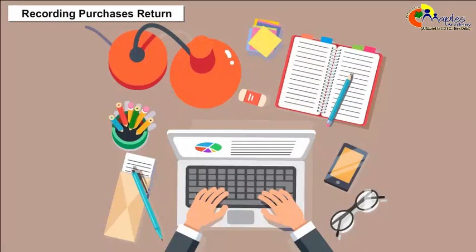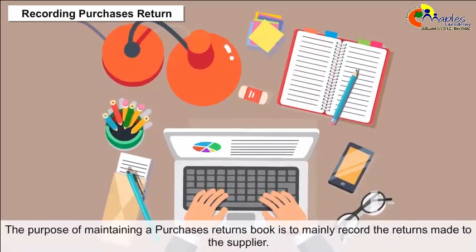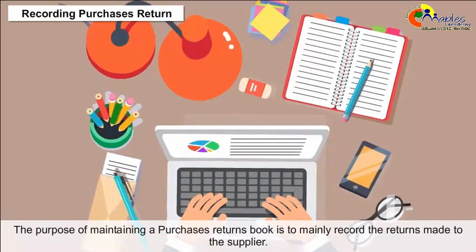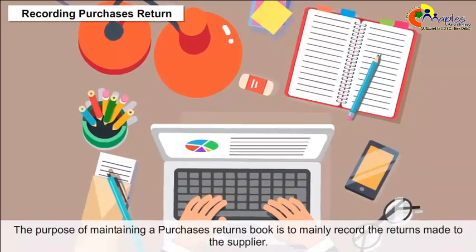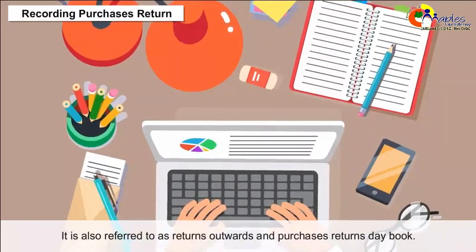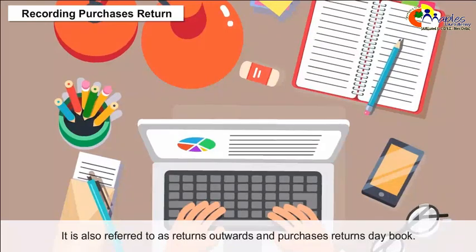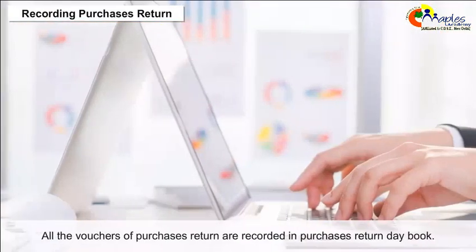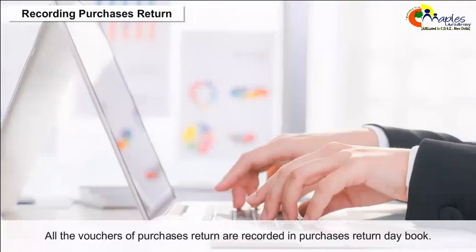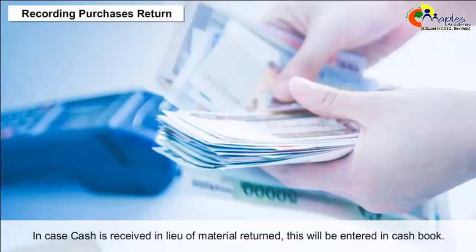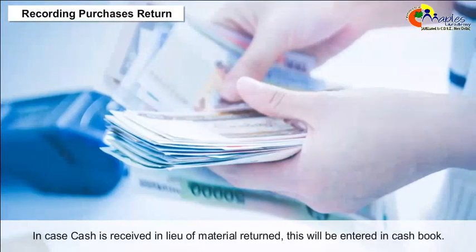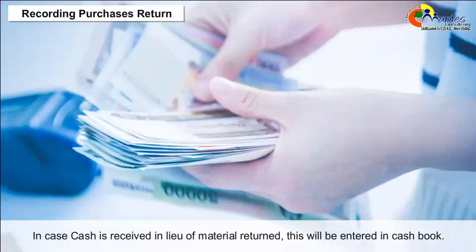Recording Purchases Return. The purpose of maintaining a Purchases Return book is to mainly record the returns made to the supplier. It is also referred to as Returns Outwards and Purchases Returns Day Book. All the vouchers of the Purchases Returns are recorded in the Purchases Return Day Book. In case cash is received in lieu of material returned, this will be entered in the cash book.